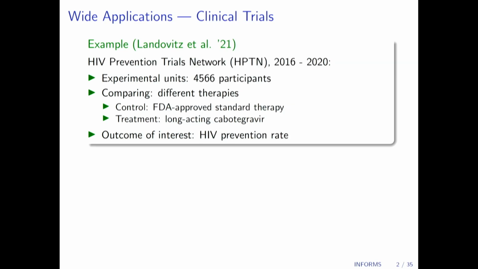In the second example, it is a more recent example of clinical trials. In this example, the HPTN network, they run this experiment in, I think, 7 African countries. They recruit the participants and give them a new dosage of therapy. They were trying to compare if this new therapy is going to be effective in preventing HIV, compared with an older version of the FDA-approved therapy.